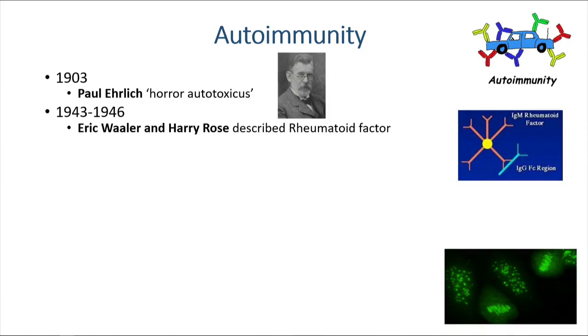So I'll jump on in terms of rheumatic disease, and it wasn't until the 1940s that Waaler and Rose separately described rheumatoid factor. And rheumatoid factor is an autoantibody. In fact, it's an autoantibody against immunoglobulin, an autoantibody against antibody. And it's reasonably specific for rheumatoid arthritis. So hence the term rheumatoid factor.